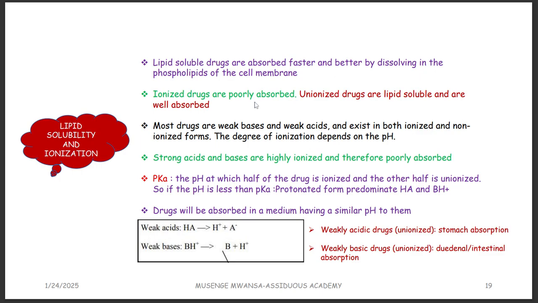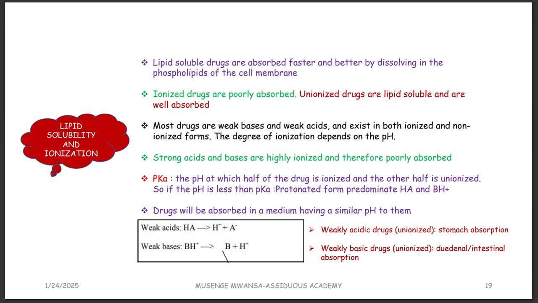And most drugs are weak bases and weak acids, and they are going to exist in both ionized and non-ionized form. The degree of ionization of the drug will therefore depend on the pH of that drug. Strong acids and strong bases are highly ionized, so these guys cannot be absorbed well. So when you're talking about the ionization of something, you can use the pKa, the pH at which half of the drug is ionized and the other half is unionized.